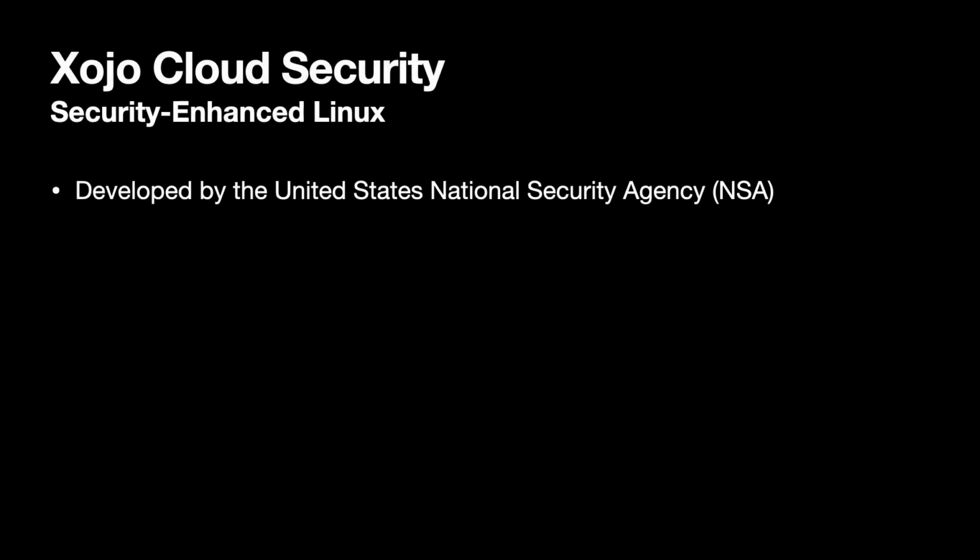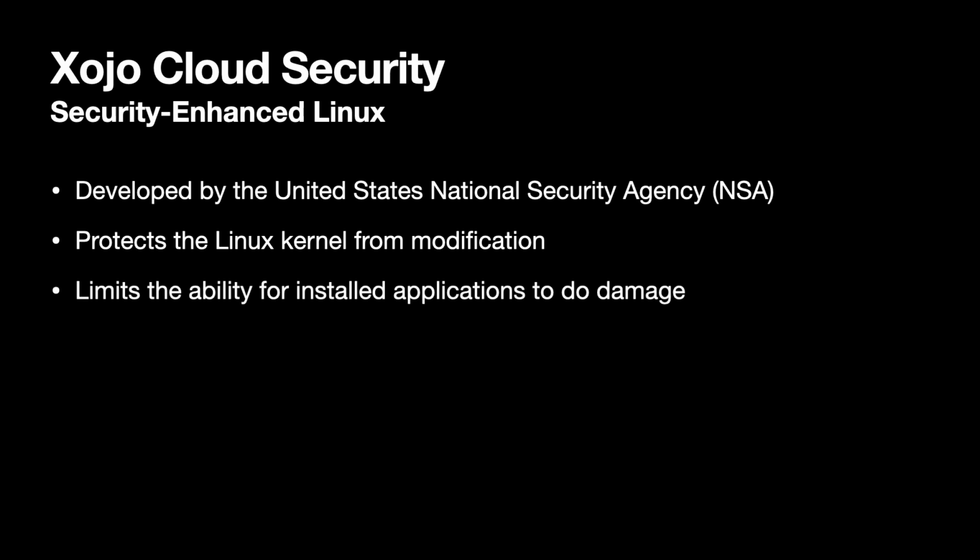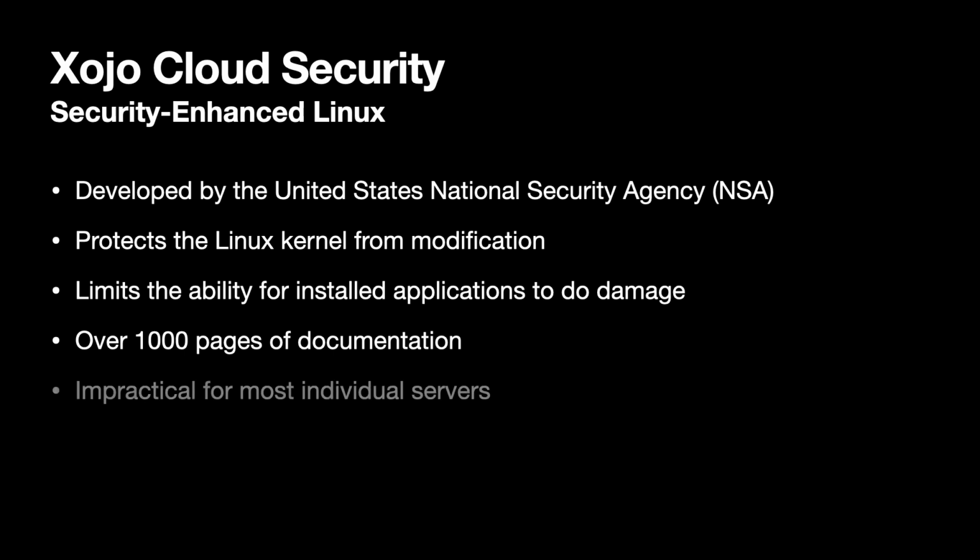The second layer is Security Enhanced Linux. Now, what is this? Well, Security Enhanced Linux was developed by the United States National Security Agency, or NSA for short. It protects the Linux kernel from modification. It limits the ability for installed applications to do damage. That's good. But it's complicated. There's over 1,000 pages of documentation for Security Enhanced Linux. So it's impractical for individual servers.